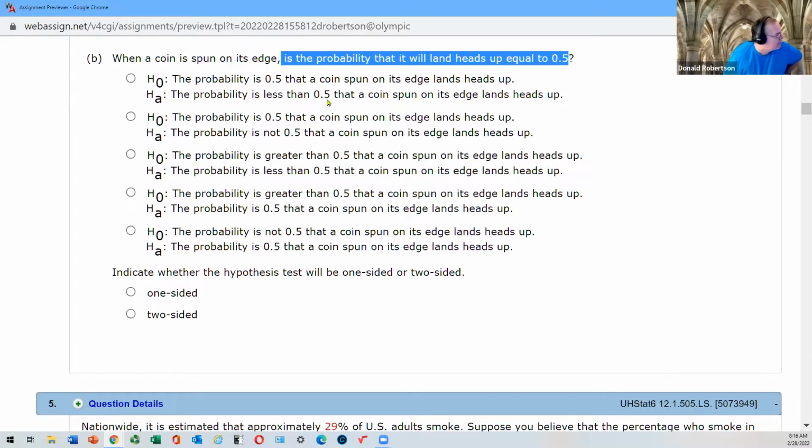And the probability less than 0.5. Probability is not 0.5. There we go. It's that one. And that's a two-sided test because it could be bigger or less.